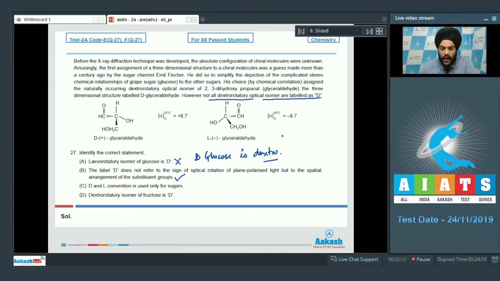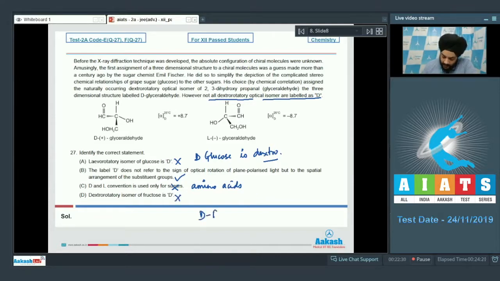Okay, let's look at the C option now. D and L convention is used only for sugars. This is not correct, students. This is used for amino acids as well. Okay, if we talk about the fourth option now, dextrorotatory isomer of fructose is D. So this is also not correct, students.